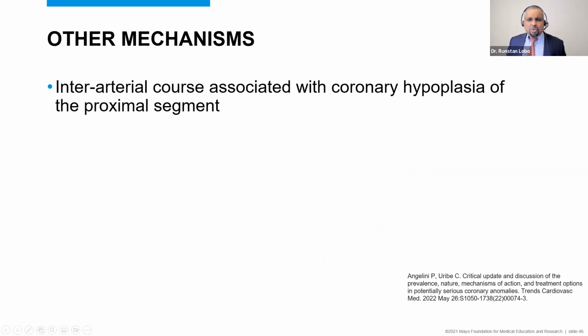There are also others who don't actually think this compression phenomenon between the aorta and pulmonary artery is a cause of mortality. They think that patients with interarterial course may have coronary hypoplasia of the proximal segment of the ectopic artery near the aortic wall. And in those patients who have that hypoplasia, that's where the risk is higher.